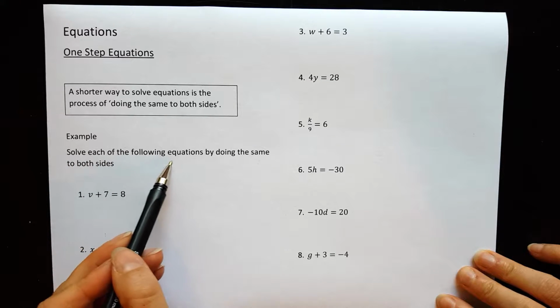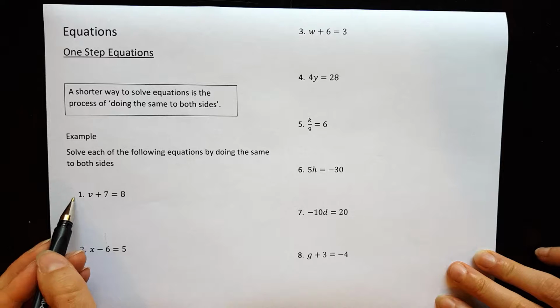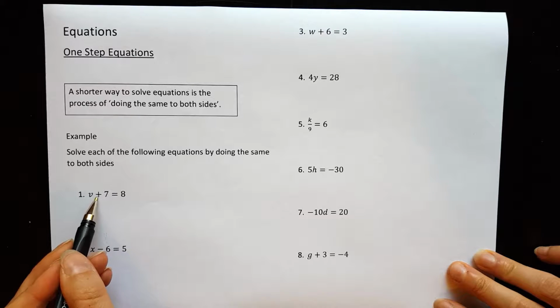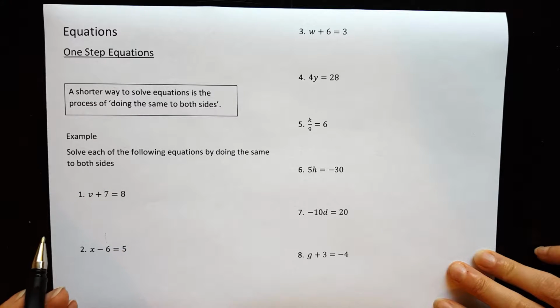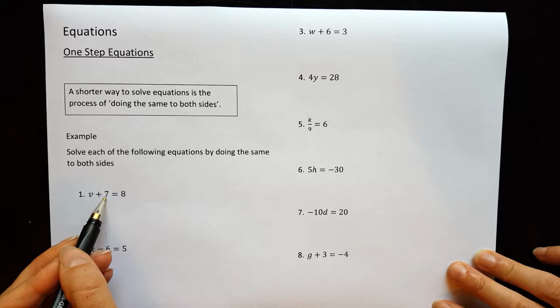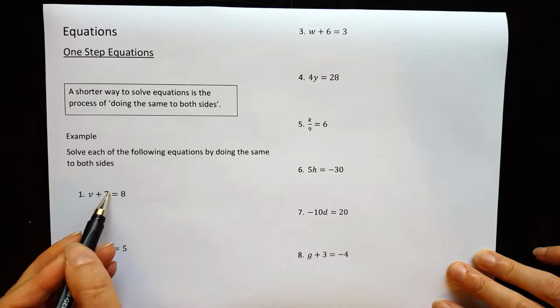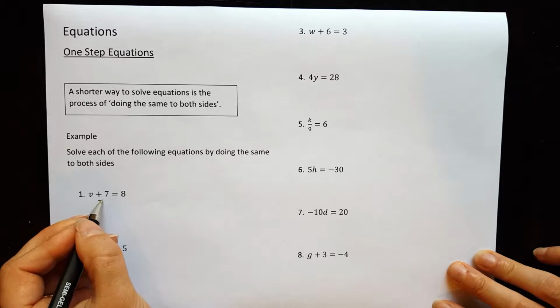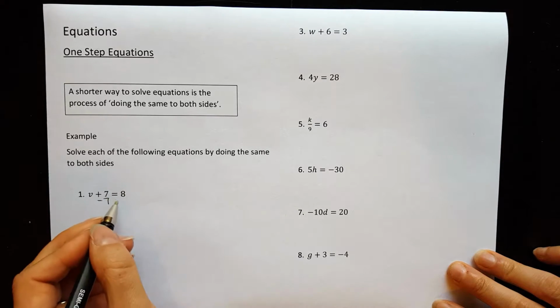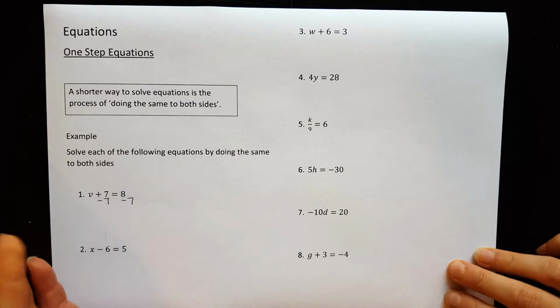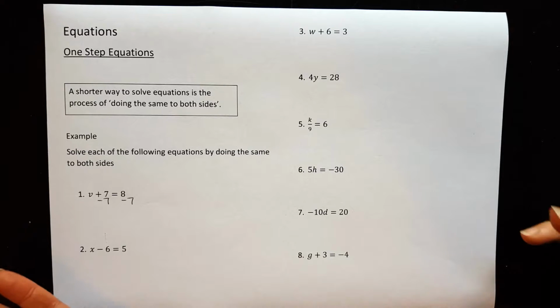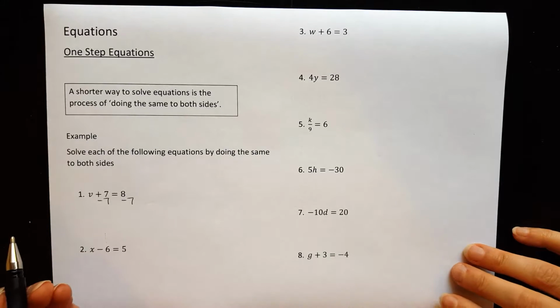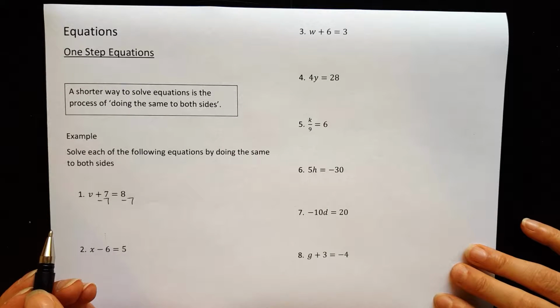Solve each of the following equations by doing the same to both sides. If I have v plus 7 is equal to 8, I want to do the inverse operation of the plus 7, which is to subtract 7. But I have to do it to both sides because equations are like a set of scales. They have to be balanced. So whatever I do to one side, I have to do to the other side.